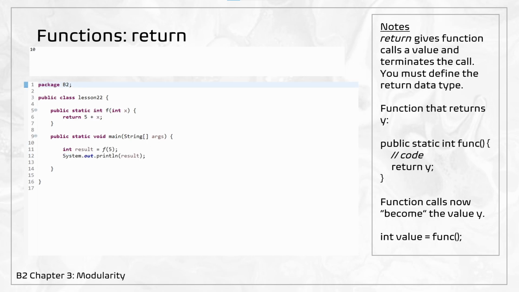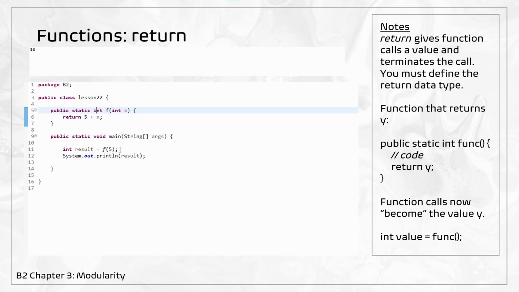Function calls can also become values. To achieve this, you need to use the return keyword. The return keyword's job is to give function calls a value and close the function. So instead of printing 5 plus x over here, we're returning 5 plus x instead. Then, when defining the function, you need to define the data type of the return value. Remember when we defined a function using public static void? Void just meant that the function doesn't return a value. But now, by saying int, we're saying the function is returning an integer value.